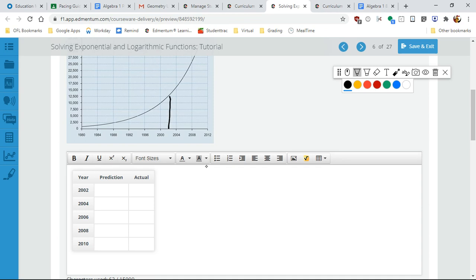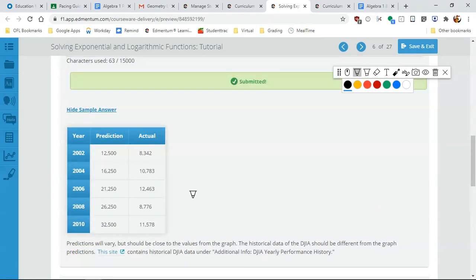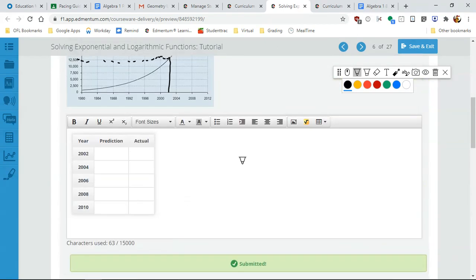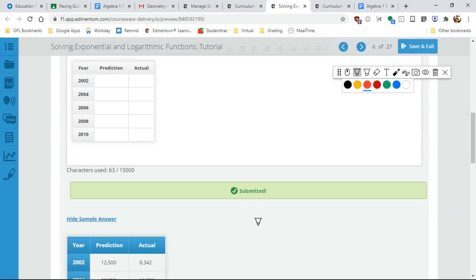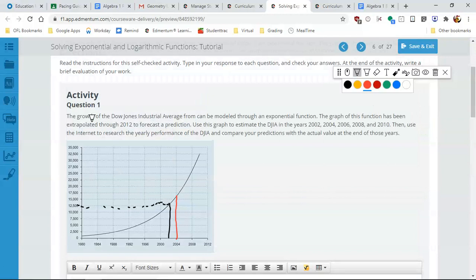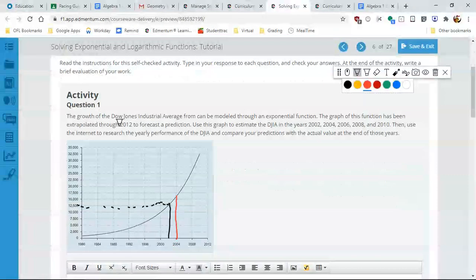We're going to guess. I want to guess that's about 12,500. So you're just guessing for this one, essentially. Not guessing, but rounding. And then for 2004, our prediction is going to be 16,000. They're doing this since they're not giving us an actual equation here yet, which is weird that they're not.